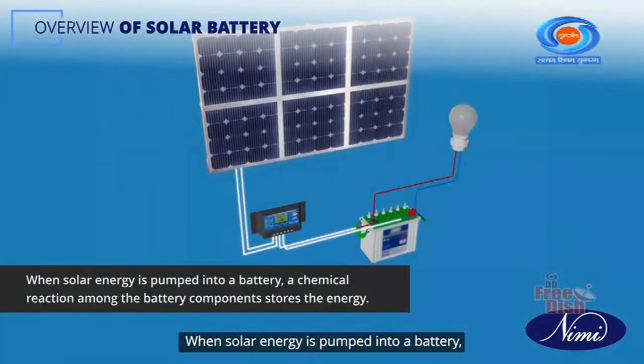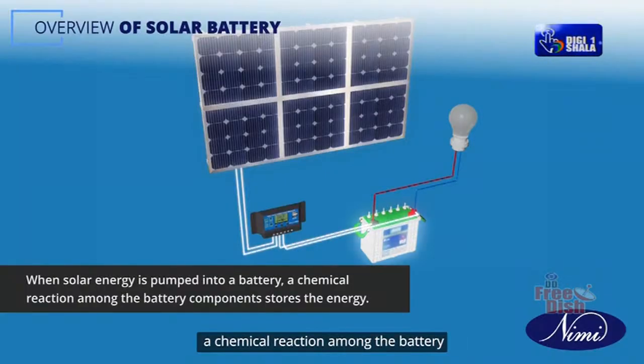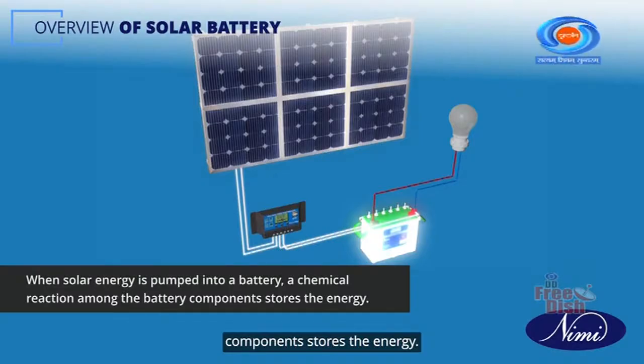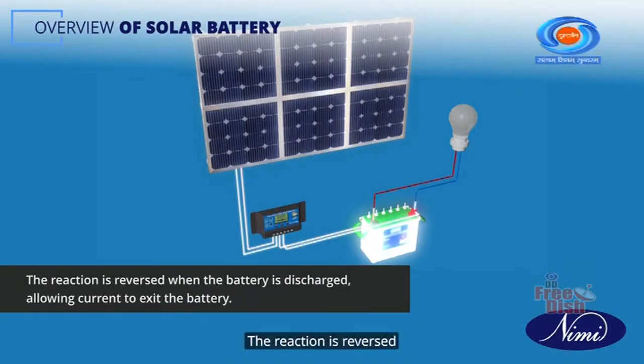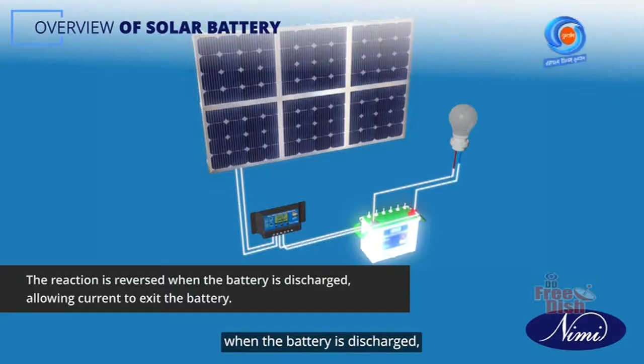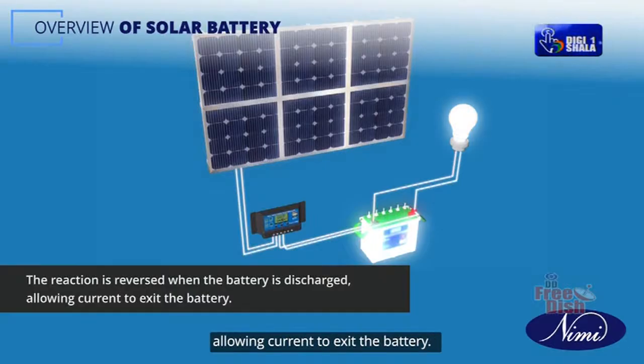When solar energy is pumped into a battery, a chemical reaction among the battery components stores the energy. The reaction is reversed when the battery is discharged, allowing current to exit the battery.